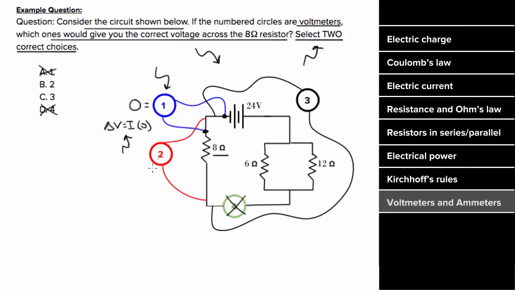So the correct choices would be voltmeter number 2, which gives you the voltage across the 8 ohm resistor, and voltmeter number 3, which also gives you an equivalent measurement of the voltage across the 8 ohm resistor.